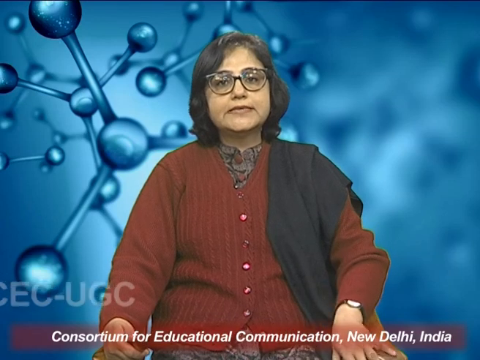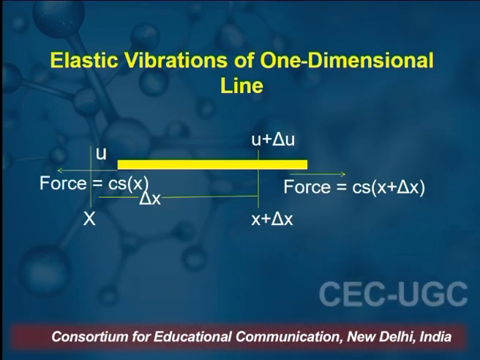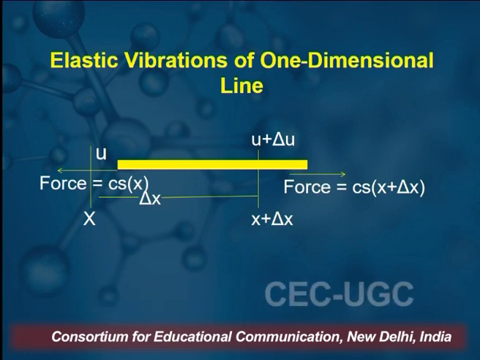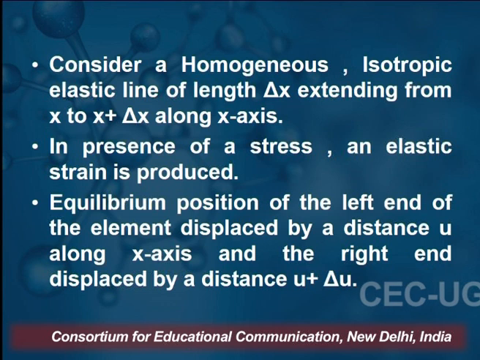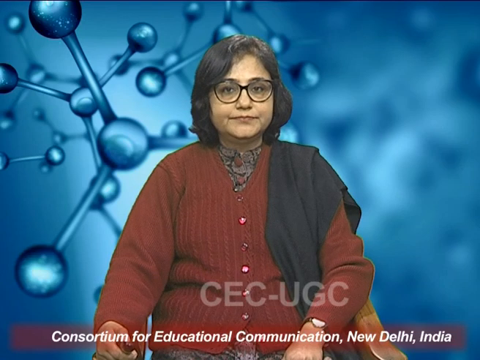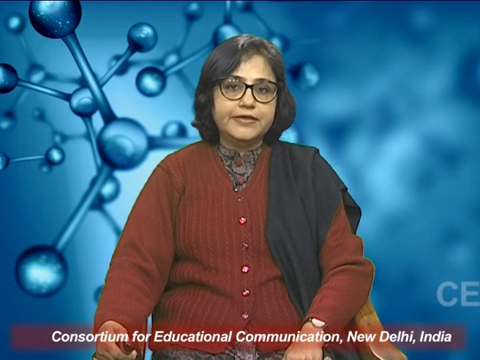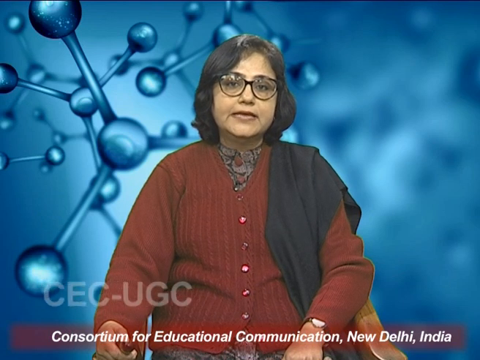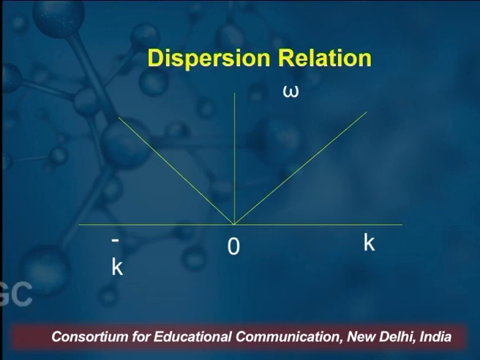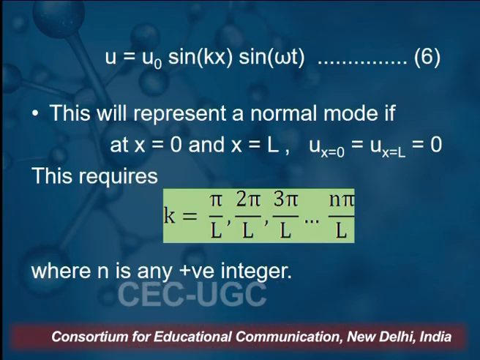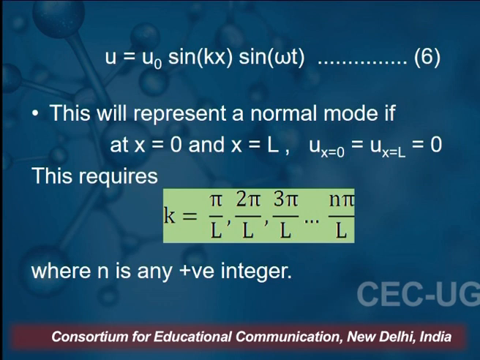So, for a homogeneous line of atoms, this means that the elastic vibrations will be sound waves. The wave that is propagating through a one-dimensional line will be sound waves only. The second most interesting fact is that the wave vector of these waves will be quantized. These waves cannot have any values of k, rather they will have only certain values of k equal to pi by L, 2 pi by L, 3 pi by L and up to n pi by L.